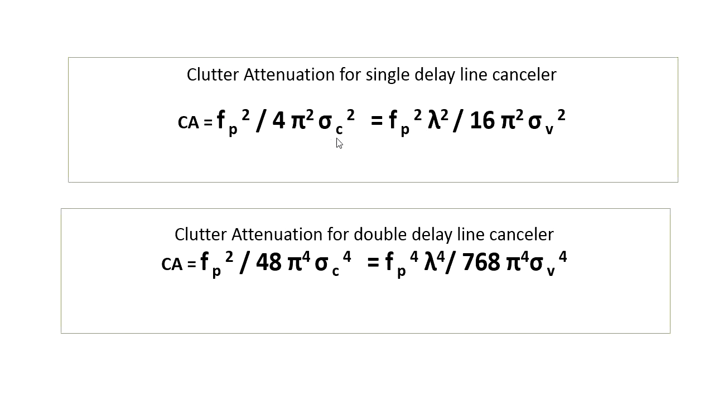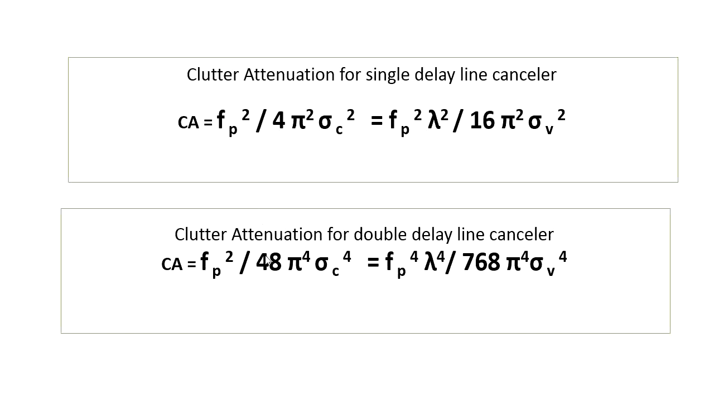And if I substitute sigma c is equal to 2 sigma v by lambda, it will give the expression in terms of the standard deviation in meter per second. So this is the expression for the single delay line canceller.